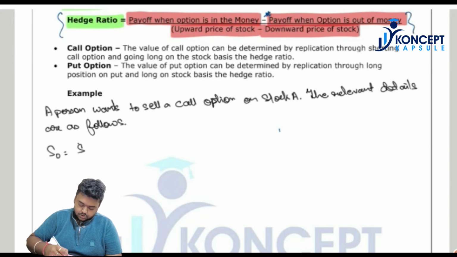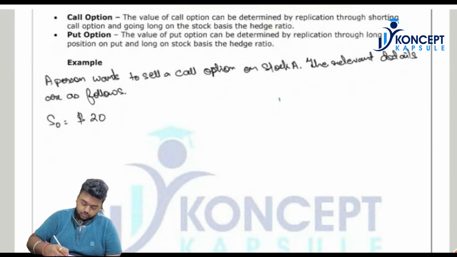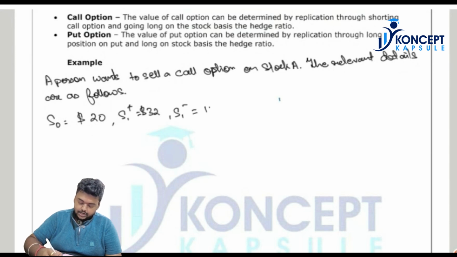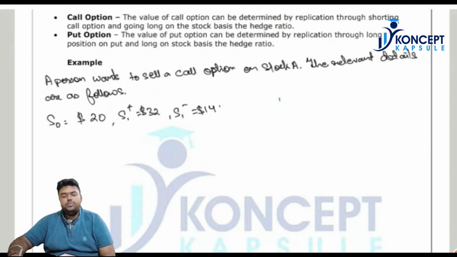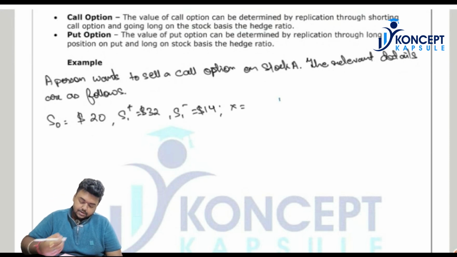S0 is $20. S1 plus is $32. S1 minus is $14. Guys, I hope you understand what is S1 plus and S1 minus. S1 plus is the node where the stock price is increasing. S1 minus is the node where the stock price is decreasing. X is $25. What is X? I hope you understand, X is nothing but the exercise price.